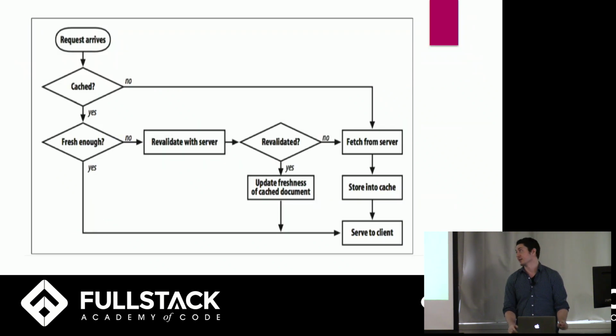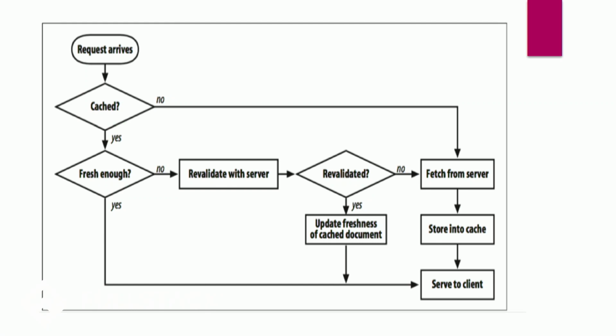And this is a flowchart of what happens. Basically, when the request comes in for a resource, the server is going to check if it's a cached resource. If it isn't, then it will fetch it from the server, add it to the cache, and serve it to the client. If it is cached, the server checks if it's fresh. If it's not, it revalidates it, updates the freshness of the document, and serves it to the client.